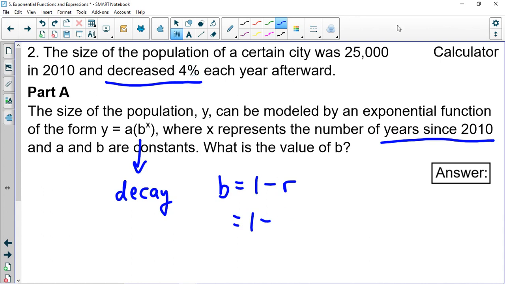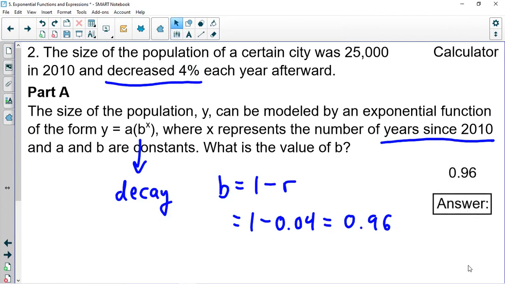4%. Now you don't want to make the mistake of writing 1 minus 4, because remember, this 1 represents 100%. So we have to change this 4% into a decimal and make it 0.04. And 1 minus 0.04, that just comes out to 0.96. And that's our answer. We check it, and we're correct.